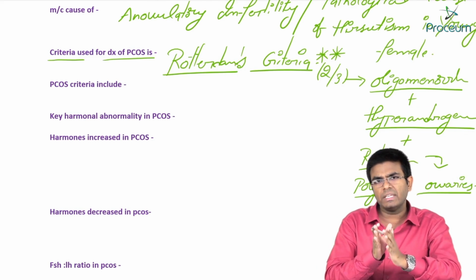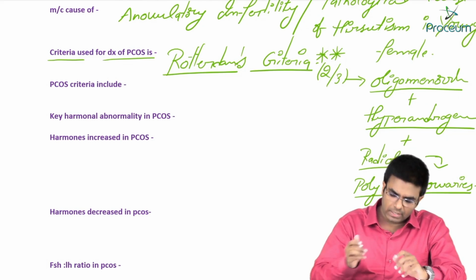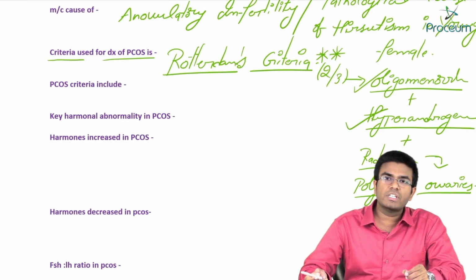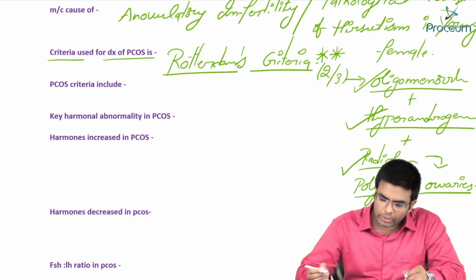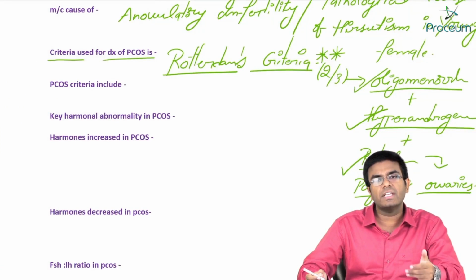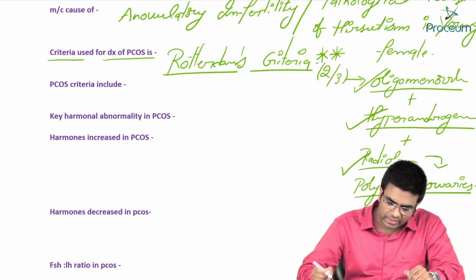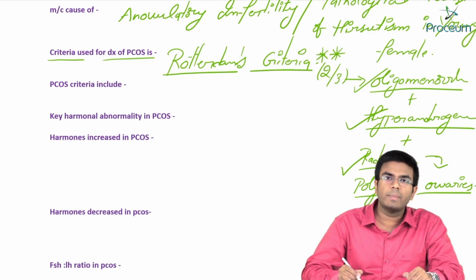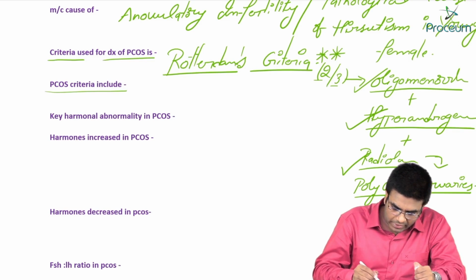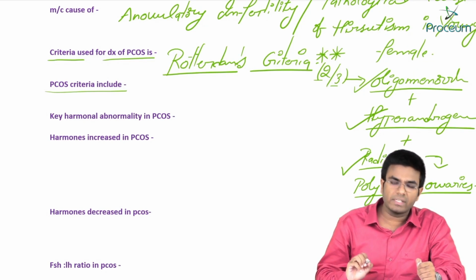Okay, the 3 criteria under Rotterdam's are oligomenorrhea or amenorrhea, hyperandrogenism, and the radiological finding of polycystic ovaries giving the string of pearls appearance. At least 2 out of 3 criteria should be met for the diagnosis of polycystic ovarian syndrome. I have already discussed these.